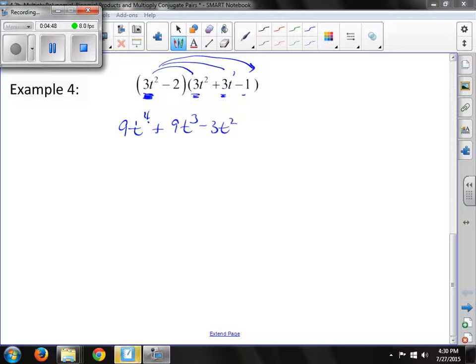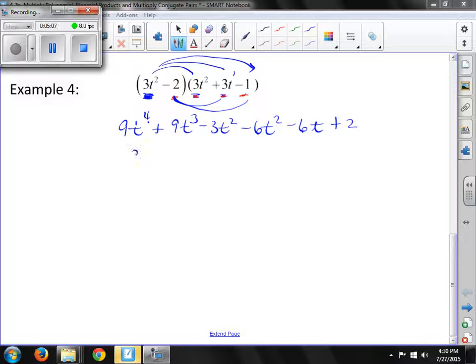And then I'll multiply the negative 2 times all three of them. And negative 2 times 3t squared would be negative 6t squared. Negative 2 times 3t would make negative 6t, and negative 2 times negative 1 would make plus 2.